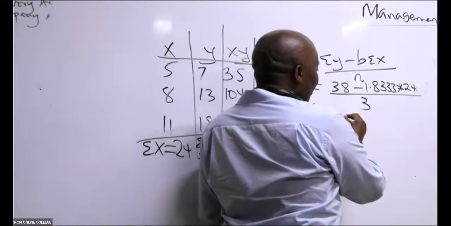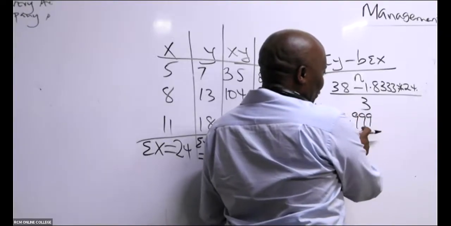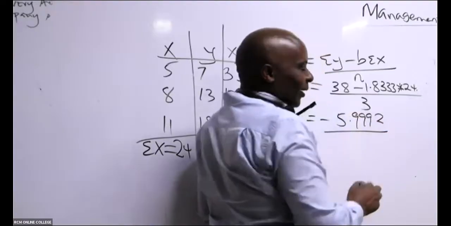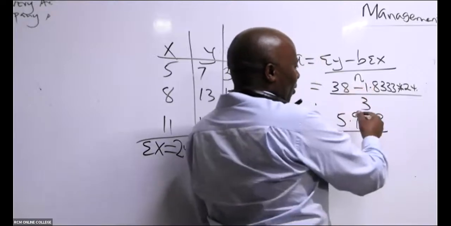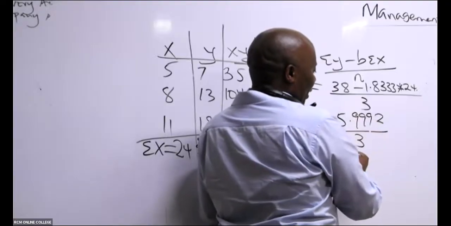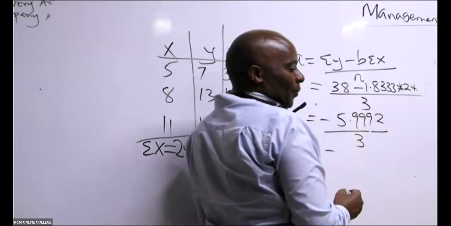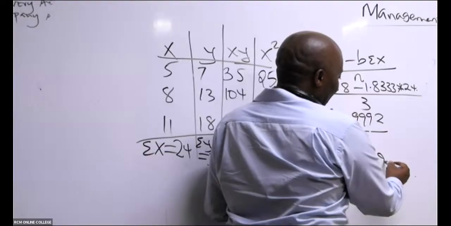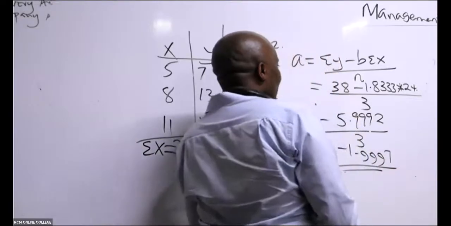Negative 5.99. There are 3 of them. Okay, 2 of them. Like that, right? 999 and then 2 over 3. So then the final answer for A will be equal to who? Negative 1.9997. Thank you so much. So then that is it.